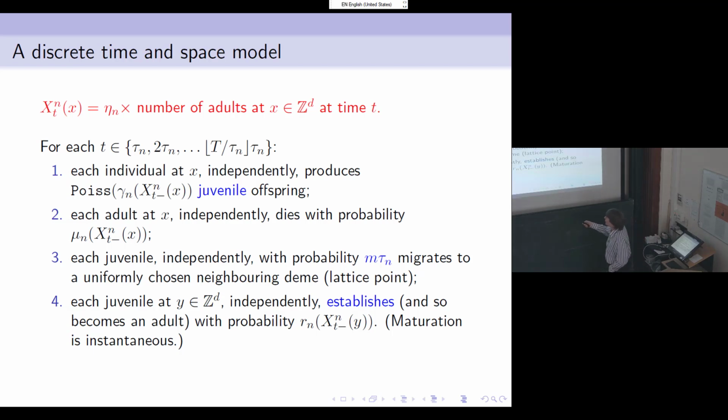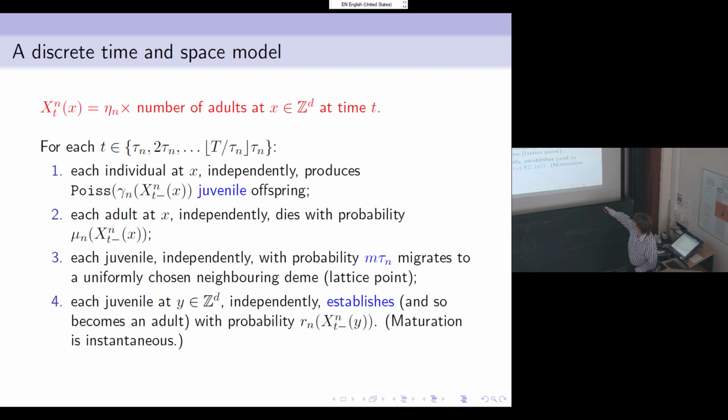But these are juvenile offspring. And the Poisson number is going to depend upon the local population density, from what we've just seen. And then each adult is independently going to die with some probability, which again depends on the local population density, perhaps on the crowding. And then those juveniles, independently, with probability m times tau n, are going to migrate, and they'll go just to a uniformly chosen neighbouring lattice point.